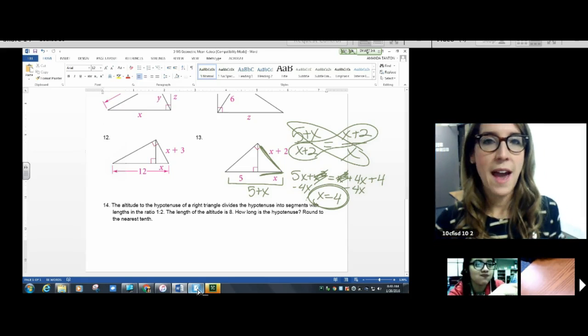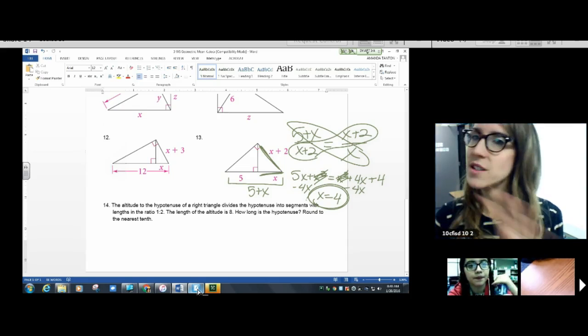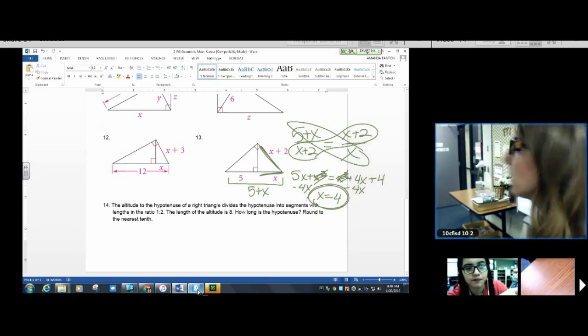Cool. You have to know how to FOIL, and you had to know that x plus 2 times x plus 2 was not x squared plus 4. Okay? Last one, number 14.